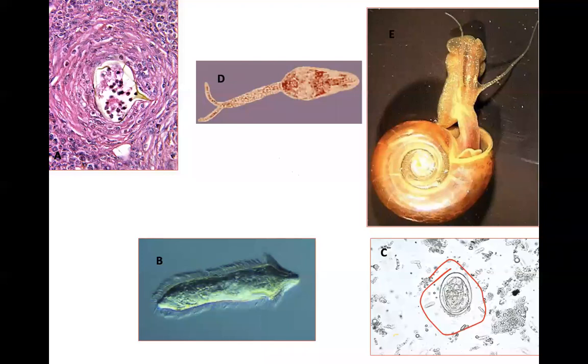Elias, E is a snail. C is not a snail. C is an egg. So Biomphalaria is not the right answer for C. So yes, this is japonicum because it has a small knob here. So that means you can also identify D, the ciliated miracidium here, and the cercaria, which is D, and this is a snail. What snail is this responsible for transmitting? E.